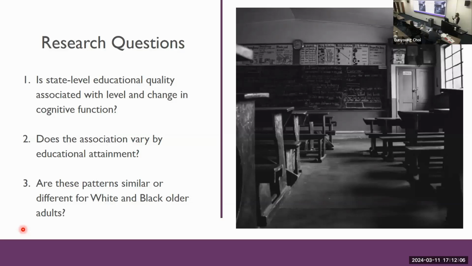We know that almost 80% of the Black older adult population prior to the 1950s grew up in the US South, and almost 60% after the 1950s grew up in the US South. So there are these regional differences that are happening.